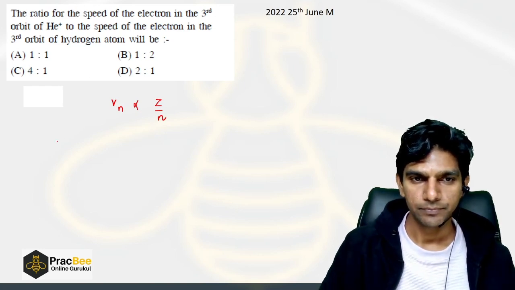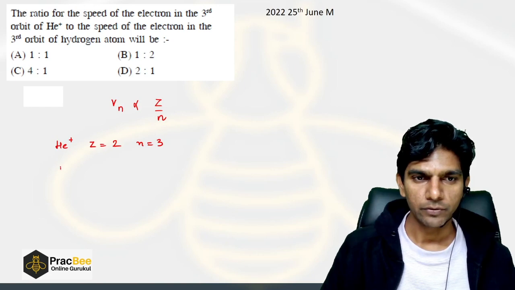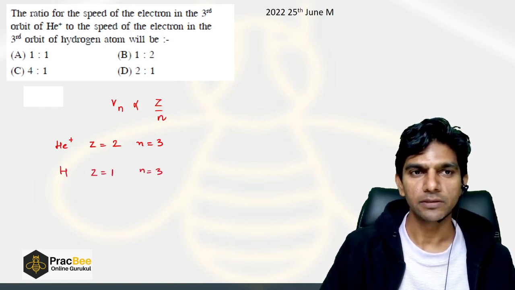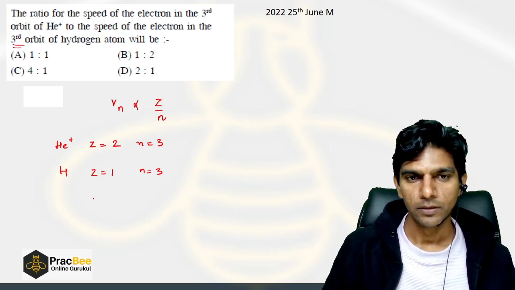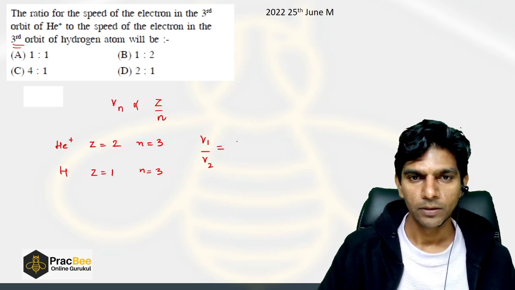For helium positive, Z is equal to 2, and the orbit n is equal to 3. For hydrogen, Z is equal to 1 and n is equal to 3, the third orbit of hydrogen. So we can say V1 by V2 will be equal to 2 by 3 divided by 1 by 3.